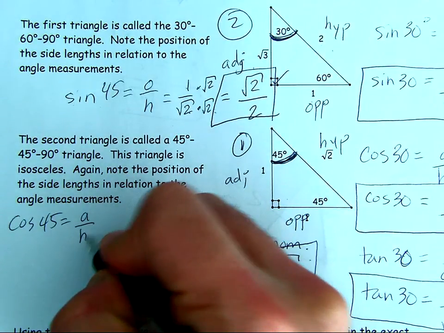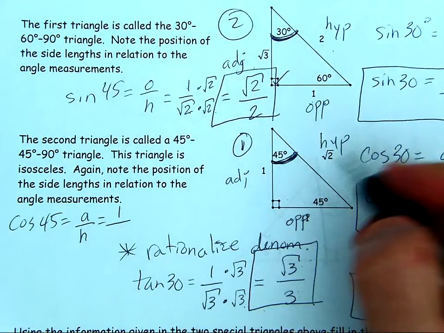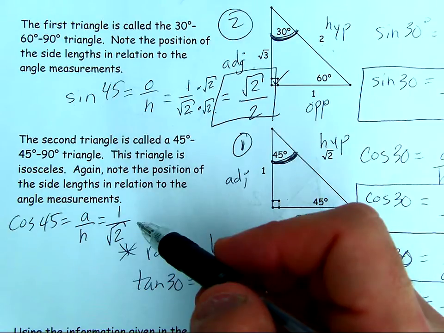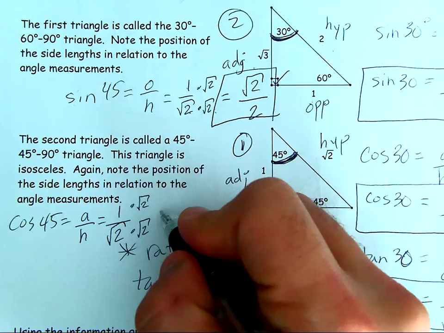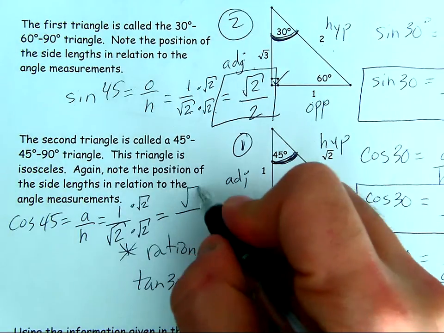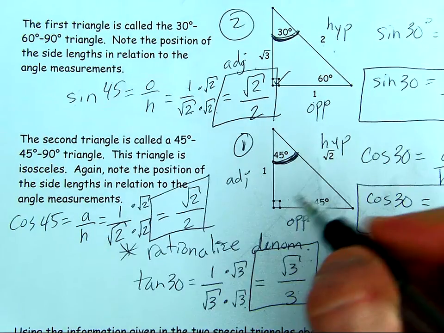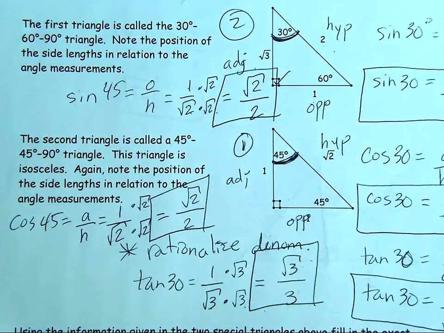The cos of 45 is adjacent over hypotenuse. And the adjacent is 1 all over the hypotenuse is root 2. And again, same thing like this one, I'm going to have to rationalize the denominator. Again, multiply both top and bottom by what the denominator is. And you will get that times that is root 2, and this times this is just 2. So cos of 45 is actually the exact same number as the sine of 45.